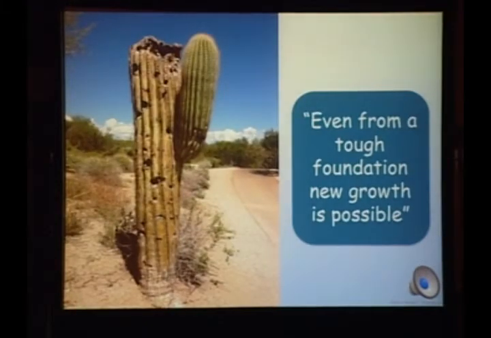Now this is an example of some of the amazing things you can see in the desert. You see this almost dead-like stump on the left, but growing from that is a nice healthy green arm. So even from a tough foundation, new growth is possible.